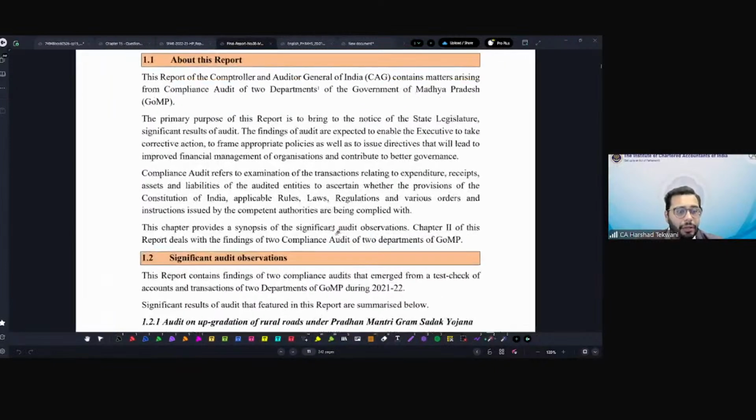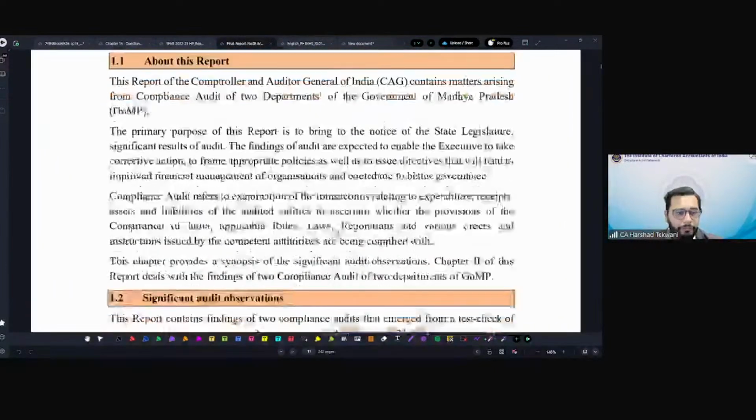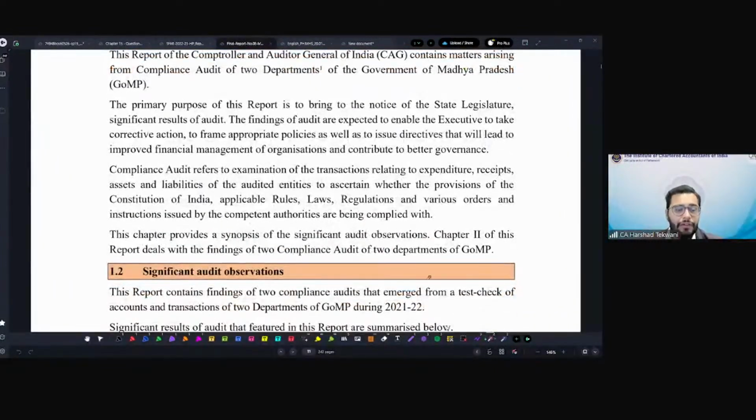Now, again, here we will understand what is the objective of the audit. See, the primary purpose of the report is to bring to the notice the significant results of the audit. Now, what are the results of the audit? Basically, the findings are expected to enable the executive to take corrective actions, frame appropriate policies, issue directions, and ensure better governance. So that is basically the purpose of the audit.